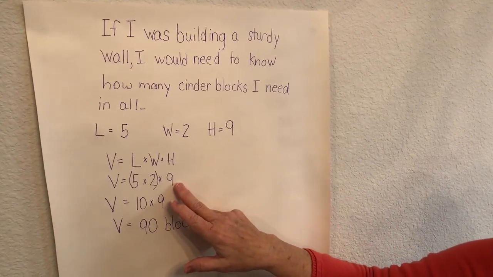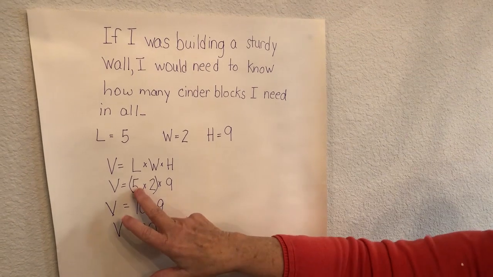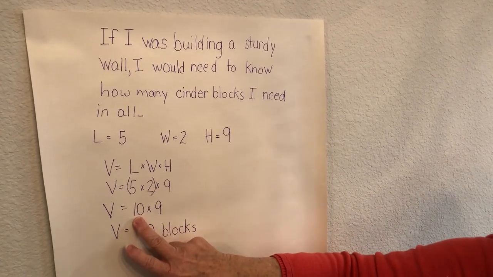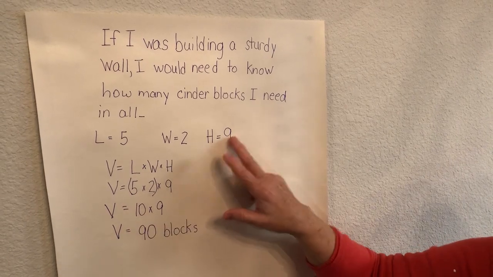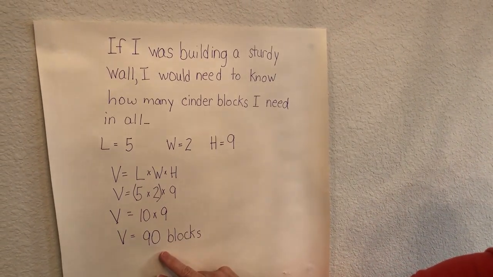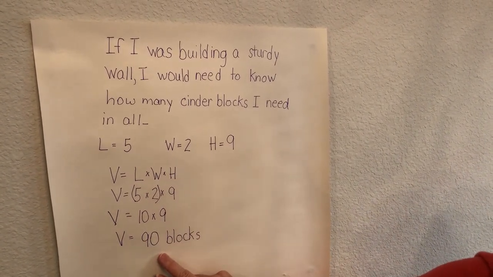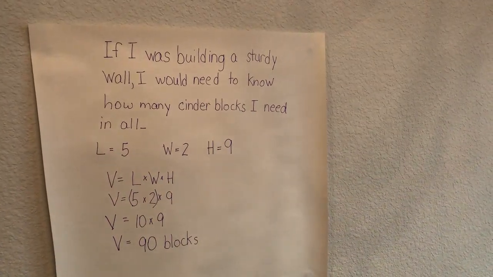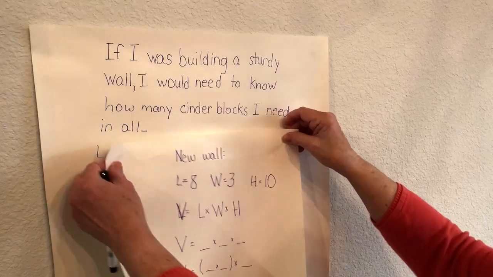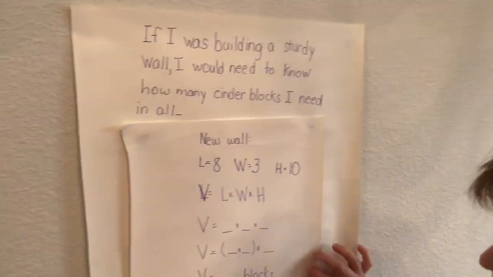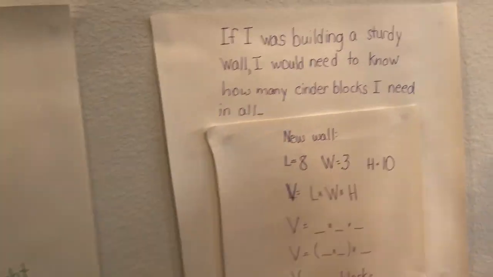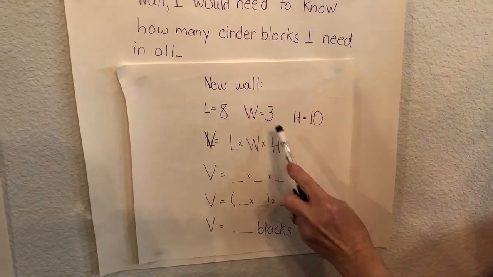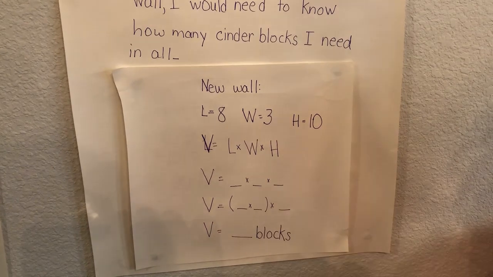So if I want to find my base area, I would multiply 5 times 2, and I would get what, Micah? Good, 10. And now I'm going to multiply it times the height. 10 times 9 is 90. Very good. So I would need 90 cinder blocks. Now, let's do another one together. This one's a little bit different. This is a new wall. The length is 8, the width is 3 cinder blocks, and the height is 10 cinder blocks.